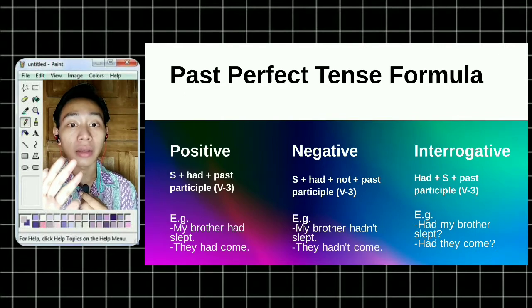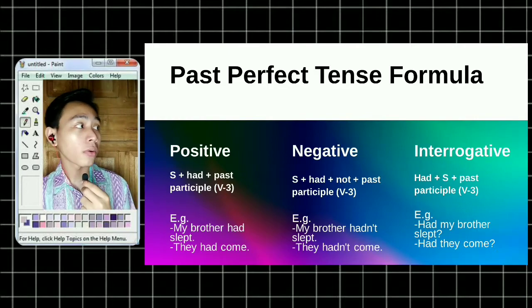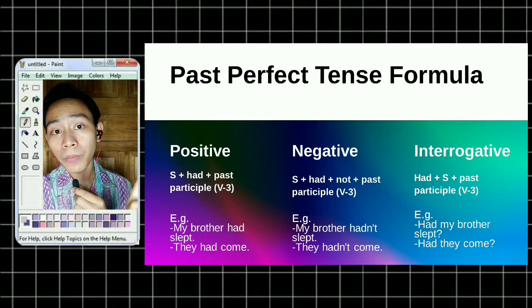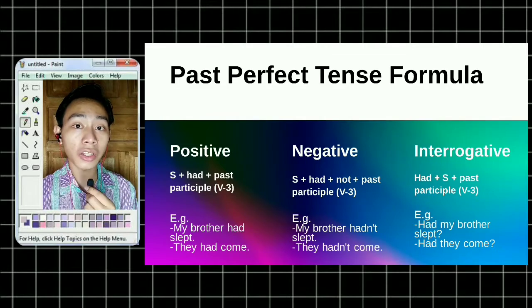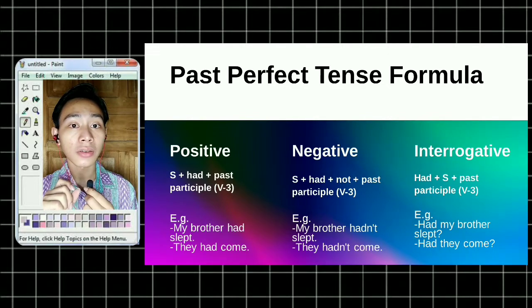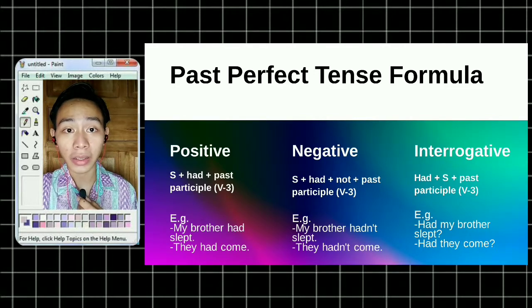Okay, now I want all of you to be focused because we are on the important part of this lesson. Okay, now everyone please pay attention to the screen. In the past perfect, the formula is divided into 3 according to the type of sentence, including first, positive sentence. The formula is subject plus had plus past participle or verb 3.